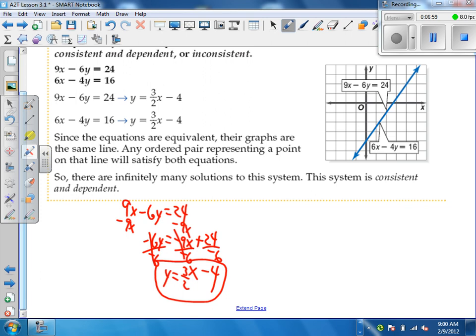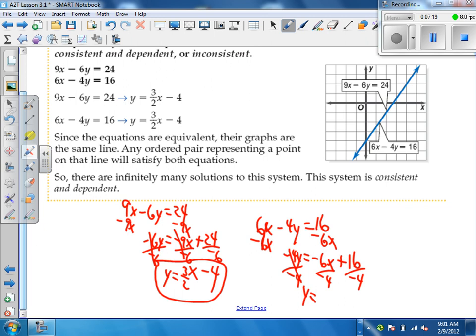If we solve the second one, which was 6x minus 4y is equal to 16, we're going to subtract 6x. Negative 4y is equal to negative 6x plus 16. We're going to divide everything by negative 4. We get y equals, negative divided by negative is positive, 3/2 x again, and then minus 4. So what I want you to notice when we solve both of these, and they showed you up here, that's what that one equals, and that's what that one equals. But I'm showing you the work to do that.